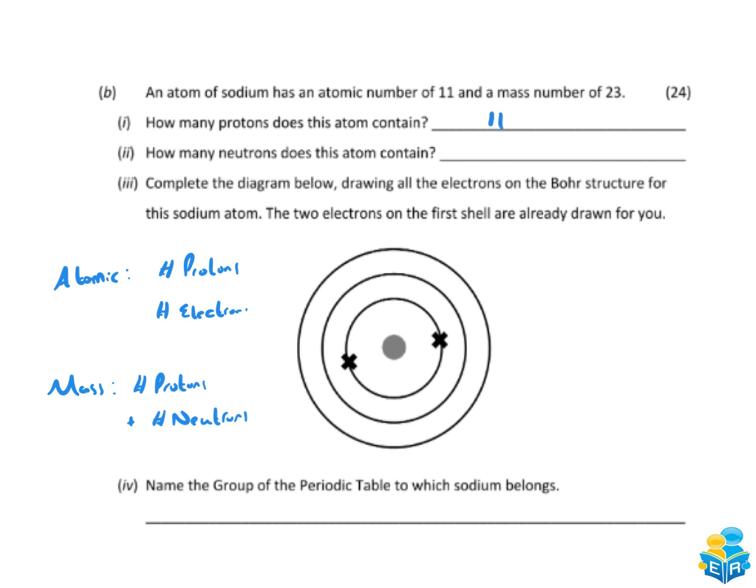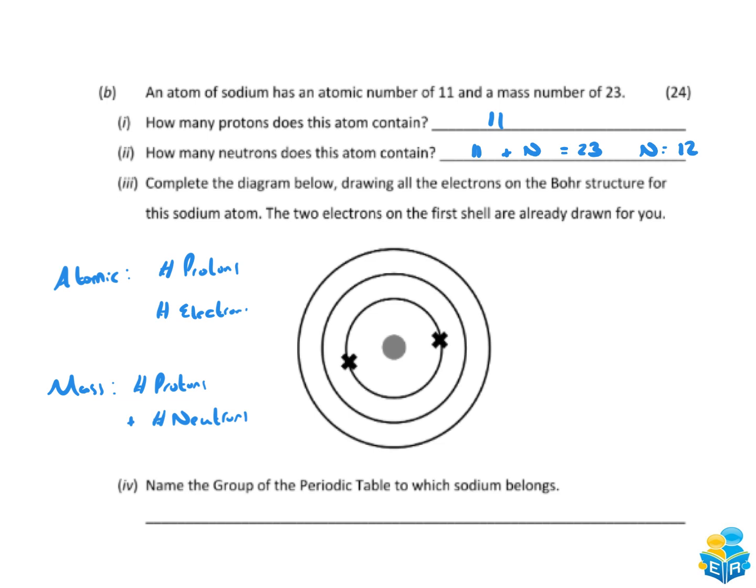How many neutrons does this contain? Well, the mass number is the one that we need for this. This number here, 23, is the number of protons plus the number of neutrons added together. So if we already have 11, what do we have to add to get 23? Okay, so the number of neutrons in this case would have to be 12.